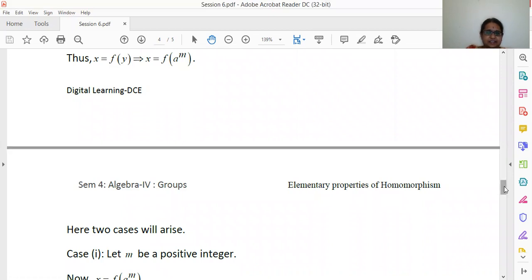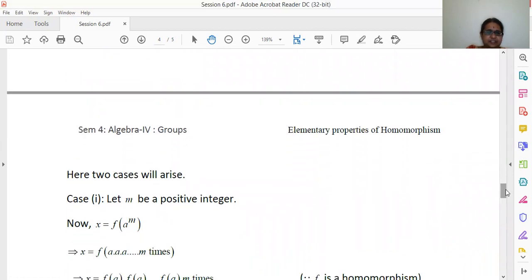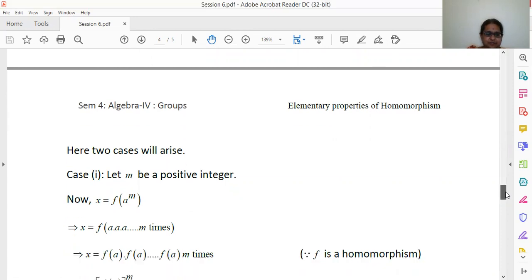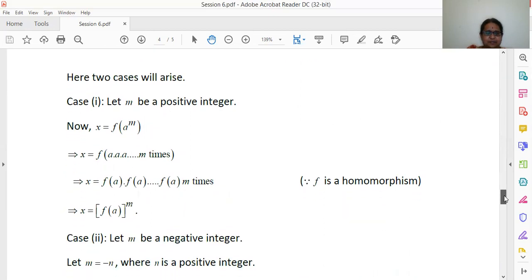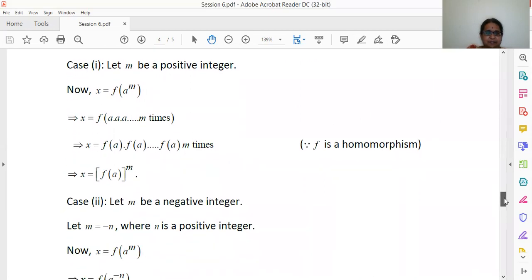Let m be a positive integer. That is, we are taking x is equal to f of a power m. So this is equal to f of a into a, m times. And again, f is a homomorphism. So f of a into a, m times can be written as f of a dot f of a dot ... f of a, m times. That will be equal to f of a whole power m. So we are writing x is equal to f of a whole power m. This is the case when m is positive.